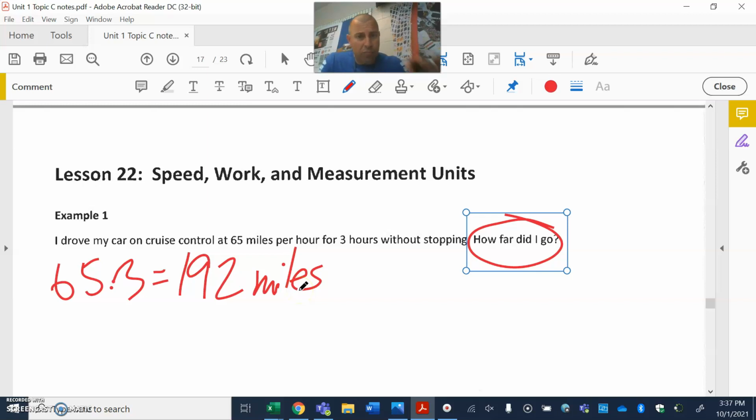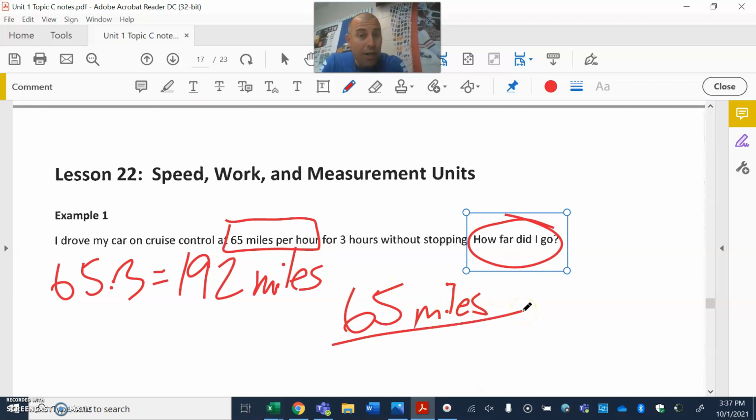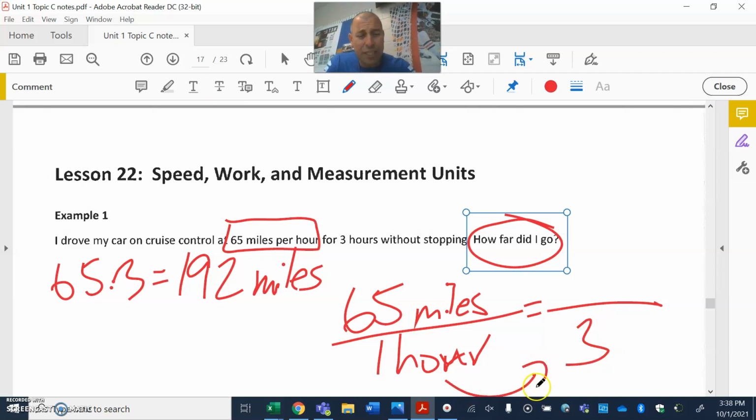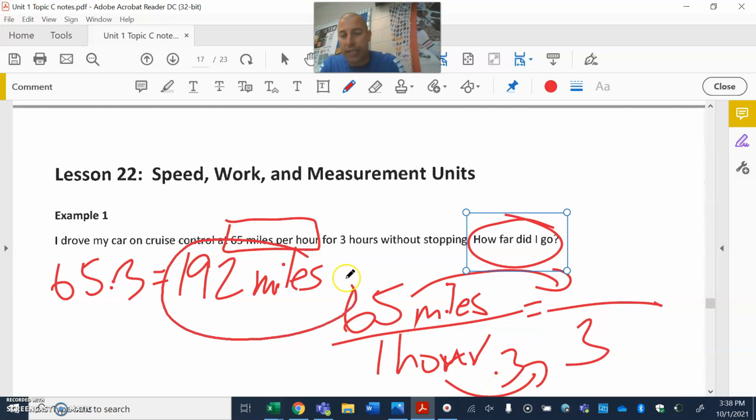If that's where your mind went, great. If it didn't go there, that's okay. So 65 miles per hour, per meaning for 1. So for the 1 hour, we've got 3 hours. The hours are in the denominator, and now you can see why we're multiplying by a 3 to get to our answer of 192 miles. Either way that you see it, not an issue at all.